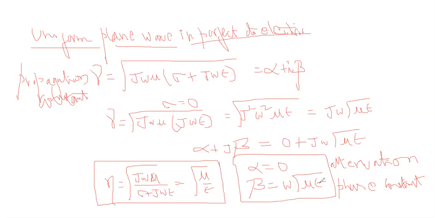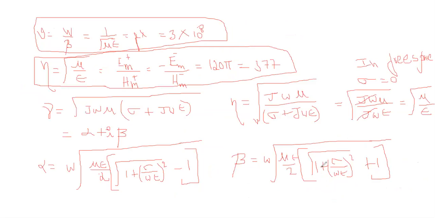And beta is equal to omega square root of mu epsilon. Let us see whether alpha is 0 when the conductivity is 0. Sigma is 0, so sigma square is 0, 1 plus 0 is 1, square root of 1 is 1, 1 minus 1 is 0, and 0 into anything is 0. Alpha is equal to omega square root of mu epsilon by 2 times the square root of 1 plus sigma terms minus 1, which is 0. So alpha is 0 in a perfect dielectric.